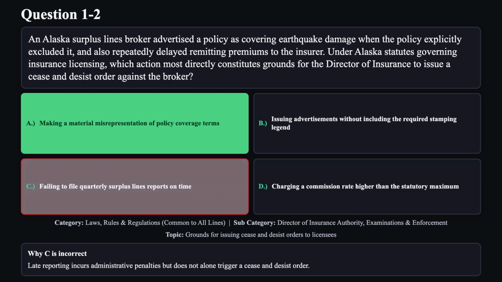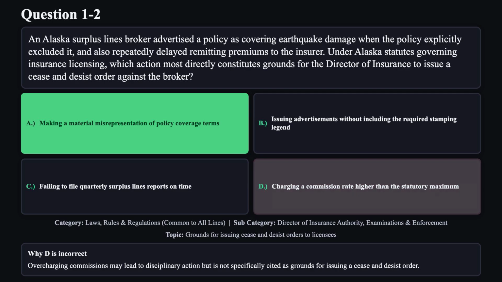Reason C is not correct. Late reporting incurs administrative penalties but does not alone trigger a cease and desist order. Reason D is not correct. Overcharging commissions may lead to disciplinary action but is not specifically cited as grounds for issuing a cease and desist order.